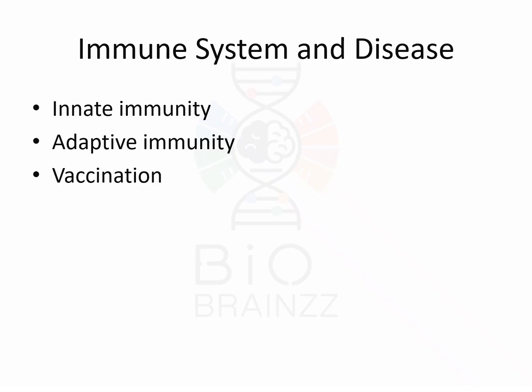The immune system protects the body from harmful pathogens. The innate immune system provides the first line of defense through physical barriers, immune cells, and inflammatory responses. The adaptive immune system is more specific and involves lymphocytes such as B cells and T cells. Vaccination works by stimulating the adaptive immune system to develop memory against specific pathogens.